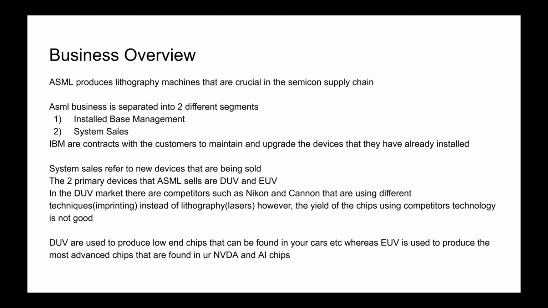The reason why ASML is such a dominant company is because ASML's machines using the lithography method are the only ones that can produce what is known as a high yield of chips. A high yield of chips basically means that the chips are well designed and connected properly so that there are no interferences and overlaps between the transistors. Other chips, such as those produced by Nikon and Canon, these machines cannot produce the chips as effectively because there are faults, etc. So DUV is used to produce your low-end chips that can be found in your cars, whereas EUV is used to produce the most advanced chips such as your NVIDIA and AI chips.